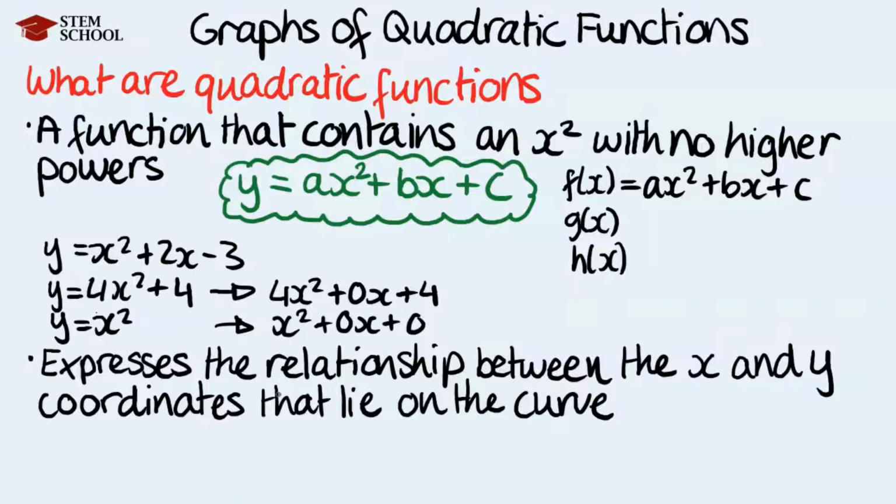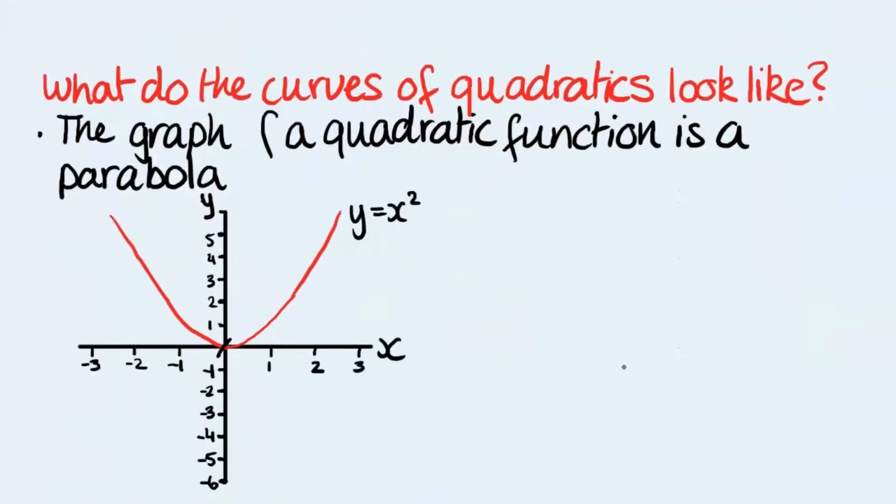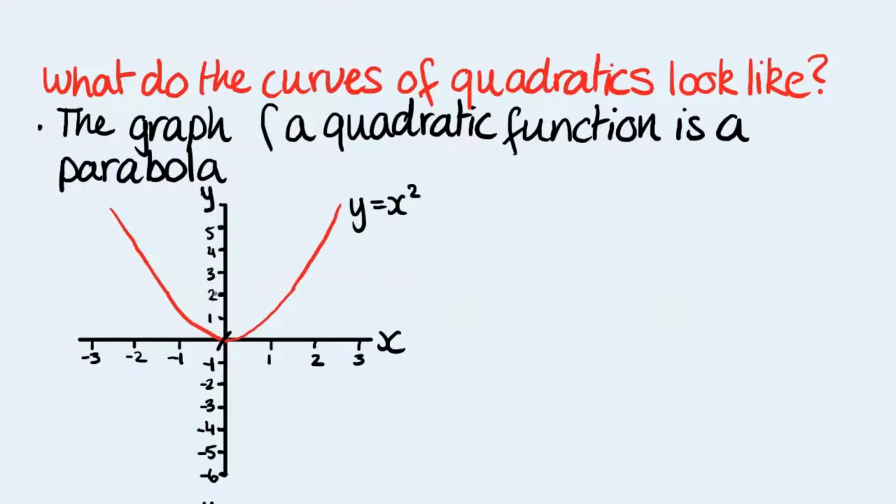So now what I want you to appreciate is that this quadratic equation is a curve on a graph, in the same way an equation of a straight line can be represented graphically. So the quadratic equation expresses the relationship between the x coordinates and the y coordinates that lie on the curve. So what does the curve of a quadratic function look like then? Well, it's something called a parabola, and it takes the form of this shape here. So this is the simplest quadratic curve you can get because we're using the simplest quadratic equation you can get, y is equal to x squared.